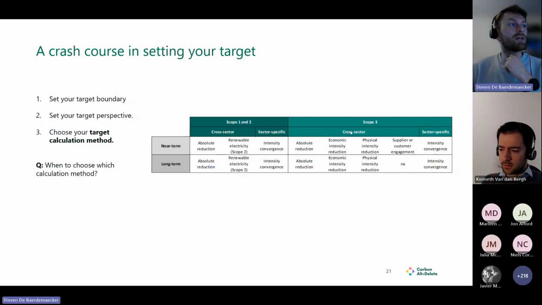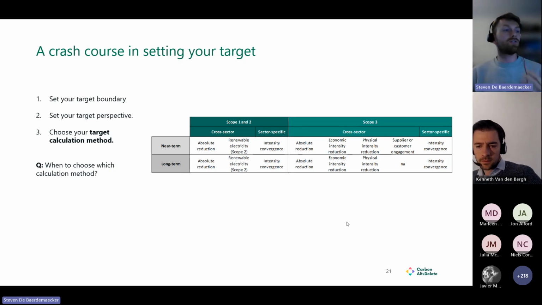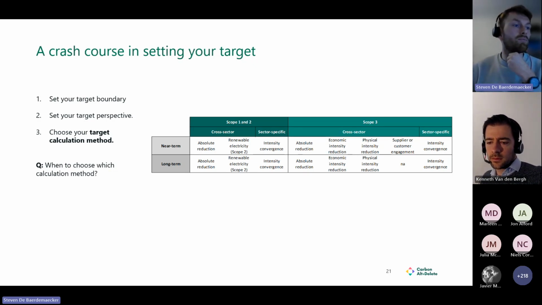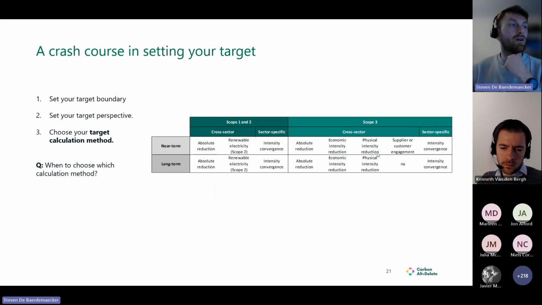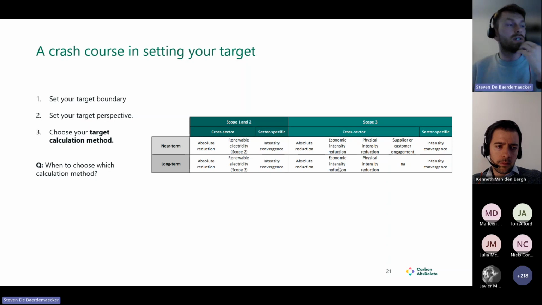So you have an economic intensity reduction and a physical intensity reduction. Basically, for the near term, a 7% reduction of your economic intensity, your ton CO2 per your monetary metric, and also a 7% reduction per year for your physical intensity, ton CO2 per physical unit. For the long term, it's a higher percentage, it's 97% total reduction, but that's going too much into detail.